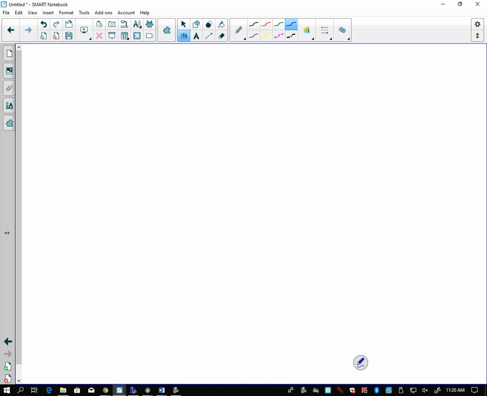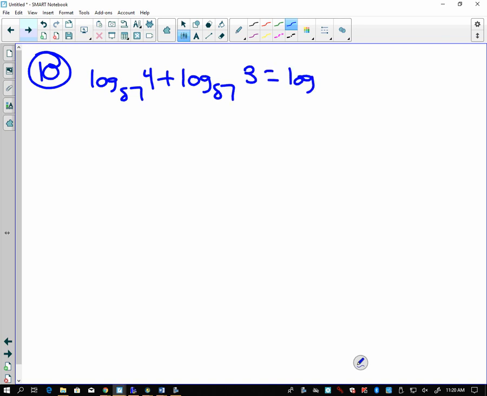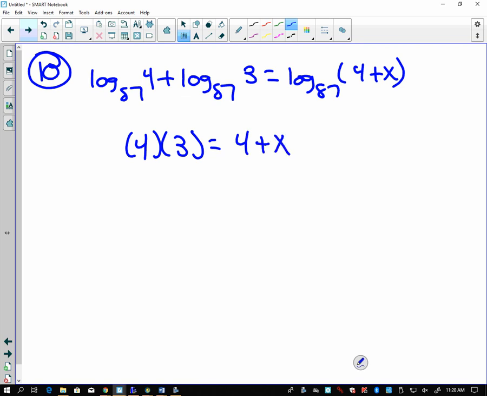Let's see, 10. So yeah, hopefully some of the ones that you were counting wrong, you're finding out that they're a lot easier than you made them. Number 10, log base 8 of 7 plus log base 8 of 3 equals log base 8 of 4 plus x. What do we notice about all our log bases? They're all the same. So what does addition become? So 4 times 3 equals 4 plus x, right?